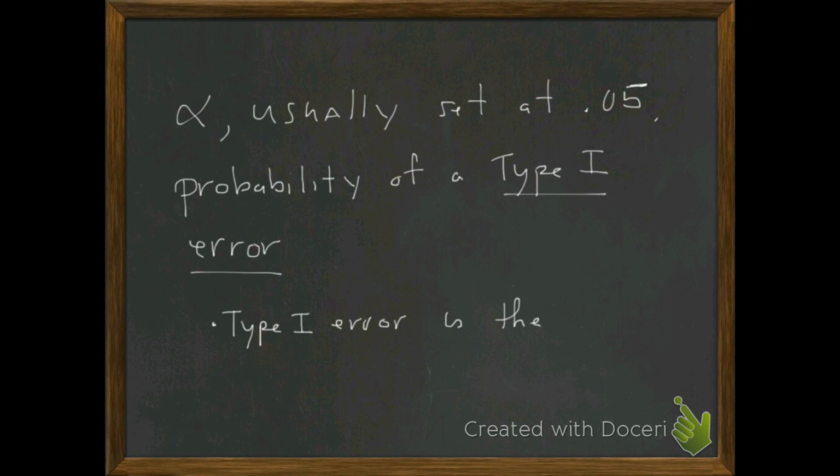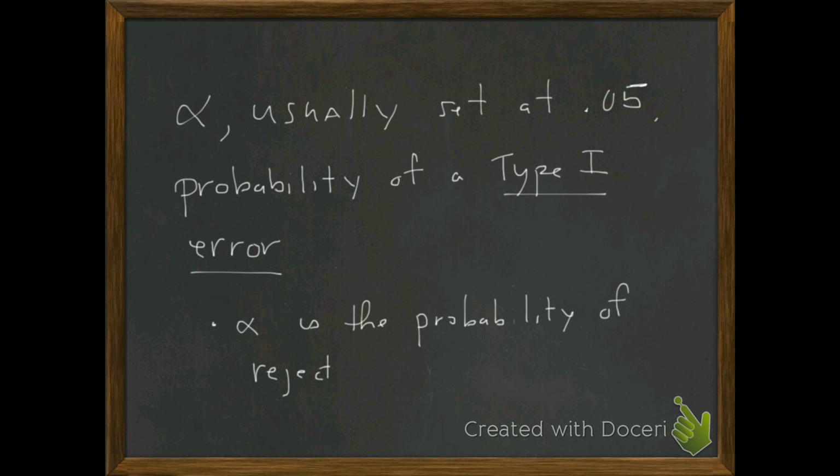No. Guys, let's forget that. Alpha is the probability of rejecting a true null hypothesis. So a type 1 error is the end result of rejecting a true null.